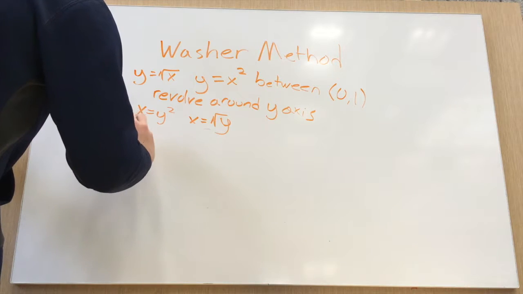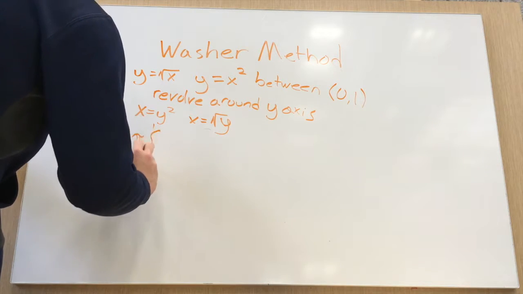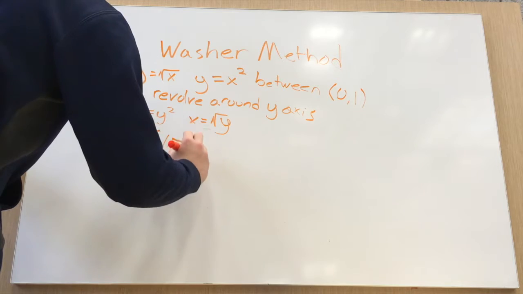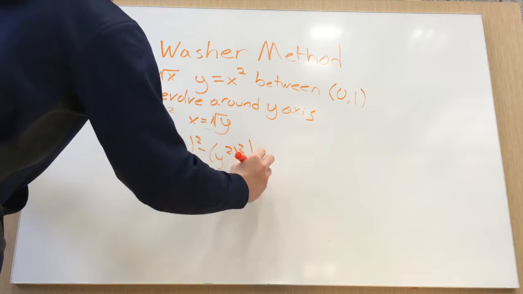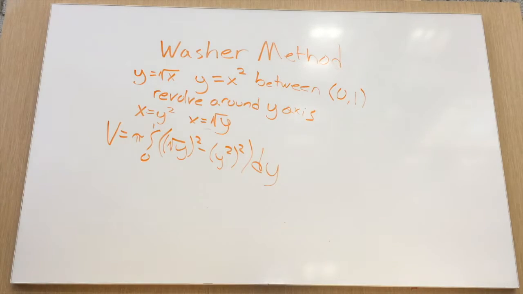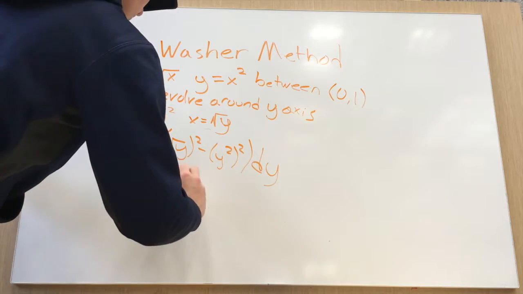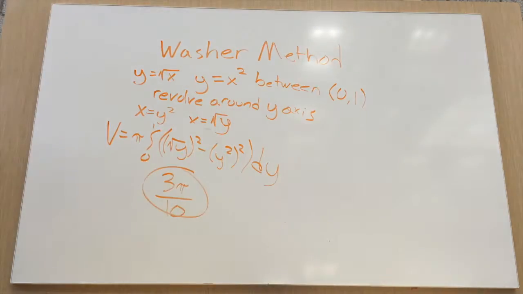So now to find the volume, we'll set up our equation. So V equals pi times the integral, and we have our large radius, and subtract the small radius, square both, take the integral, and that will also coincidentally come out to 3 pi over 10. This will not always happen though, so you have to be careful.